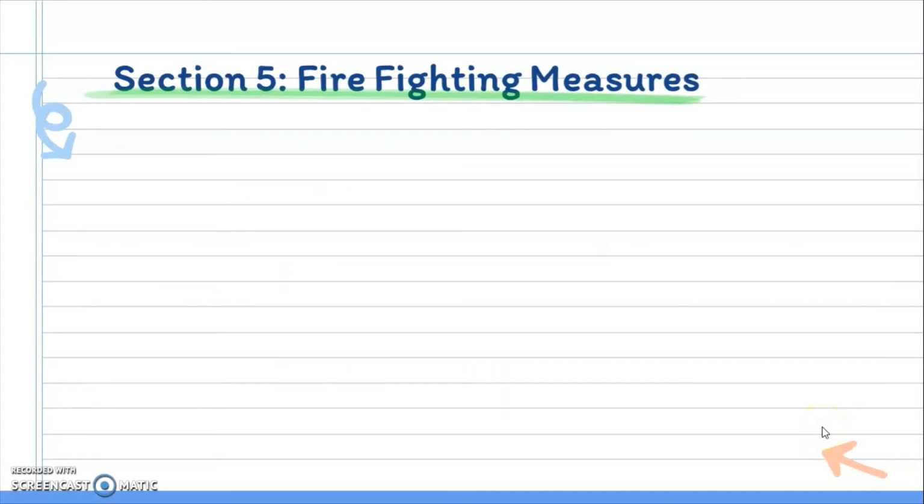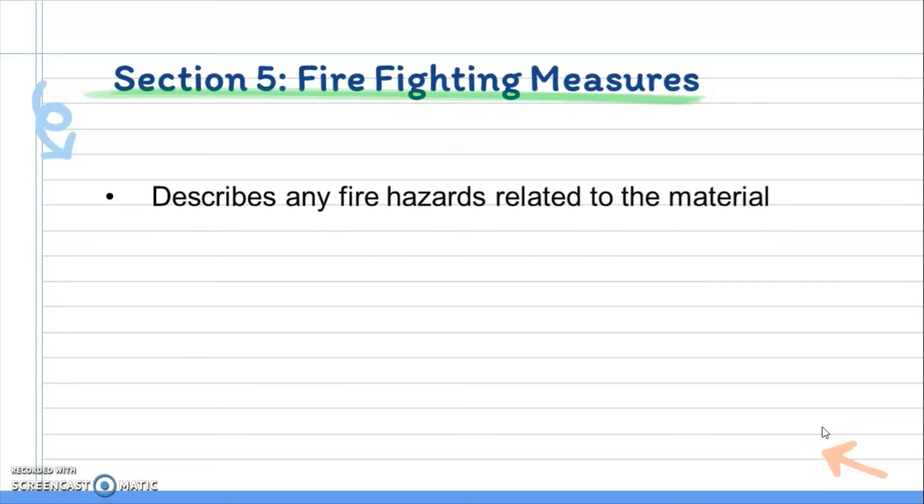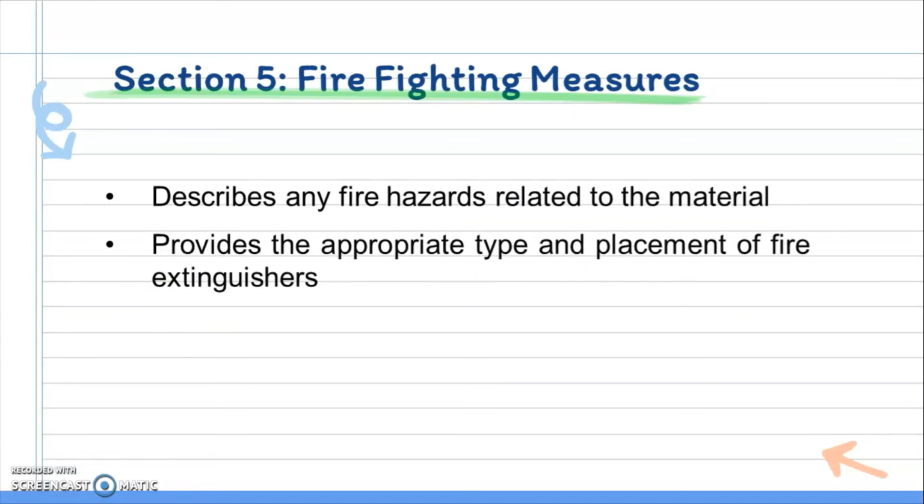Section 5 is firefighting measures. It describes any fire hazards related to the material, and it provides the appropriate type and placement of fire extinguishers. So, bawat chemicals, they require different fire extinguishers. So, dito natin makikita yan sa Section 5.